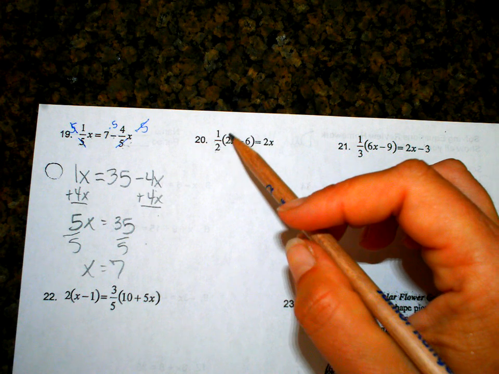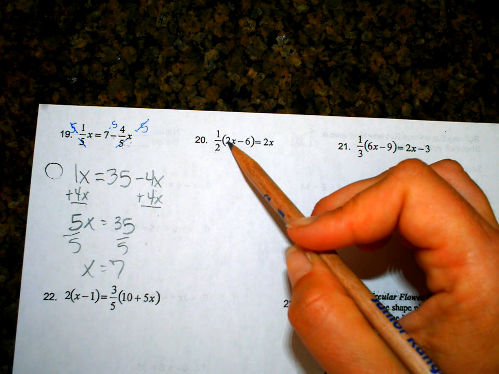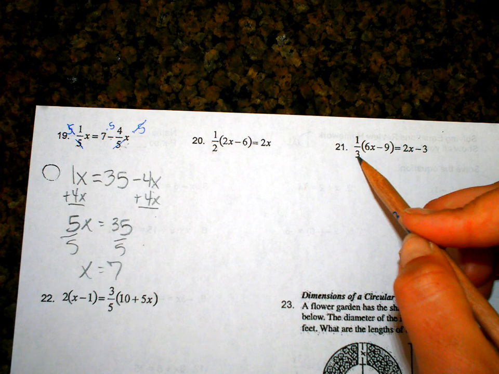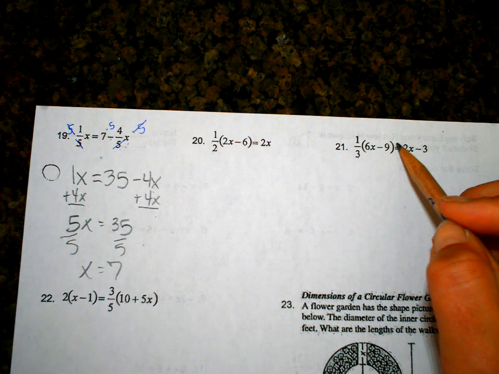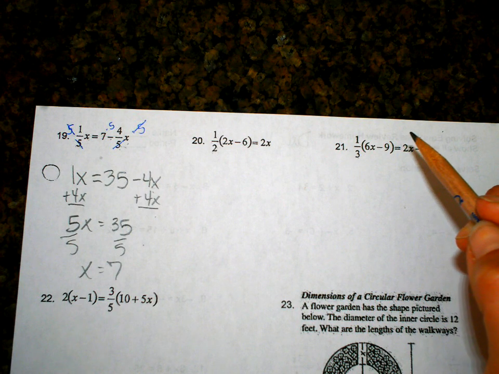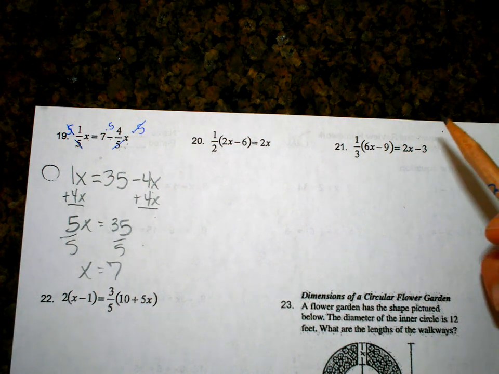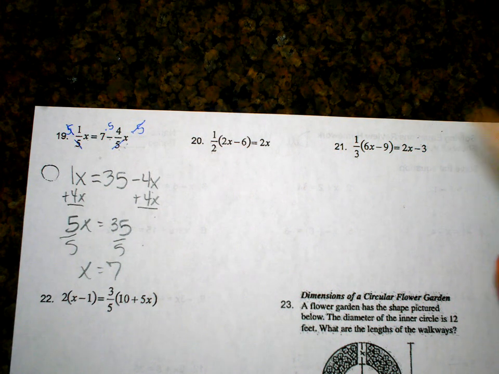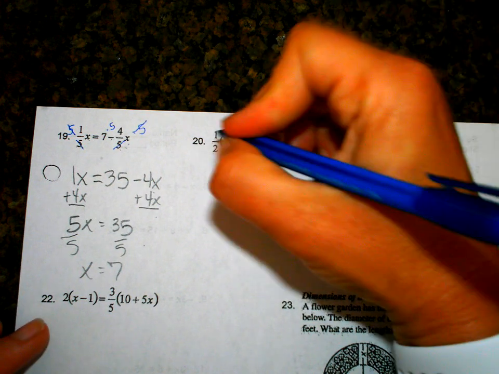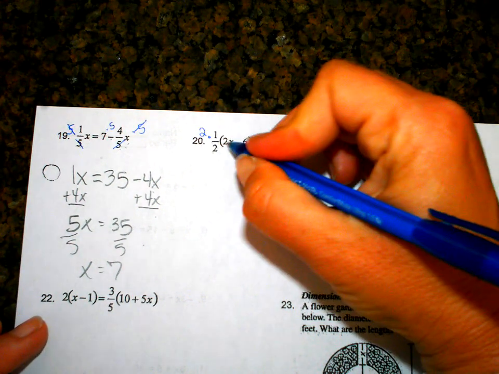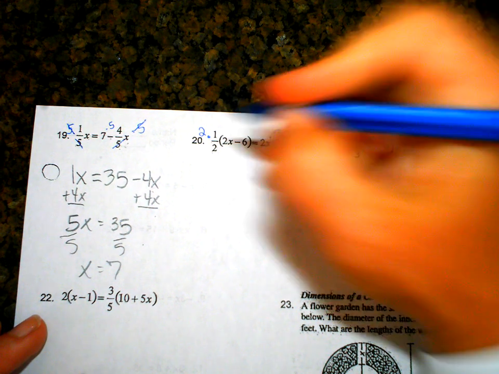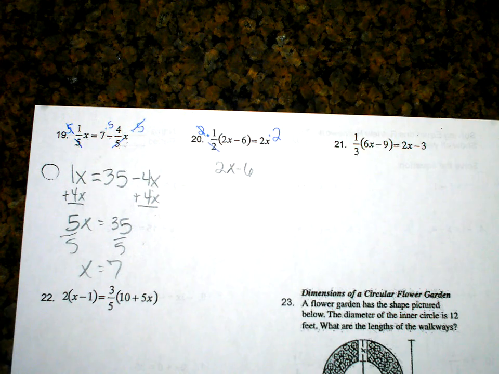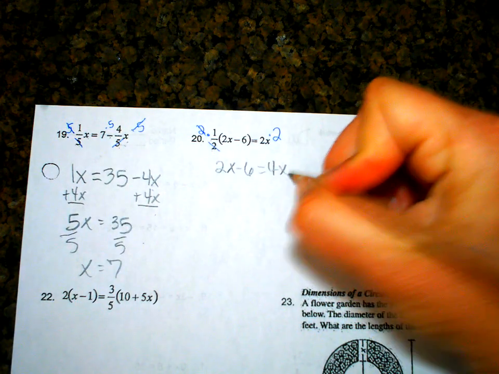The other method is noticing that with 1/2, I can cut 2 in half, and I can cut 6 in half. Same thing with 21. I can cut 6 into thirds. I can cut 9 into thirds. But across the board, the very best way to do this is to just clear the fractions. Be careful about the parentheses. If I multiply this by 2, not the parentheses, they're protected, and this by 2, then I'm able to cancel out. So 2x minus 6 is alone on the left equals 4x.